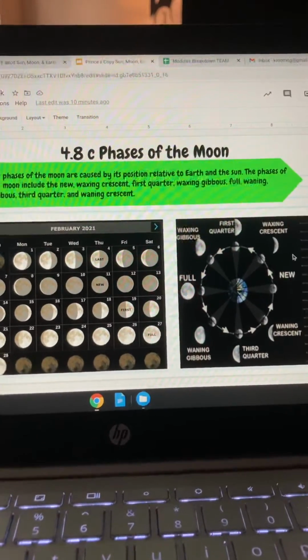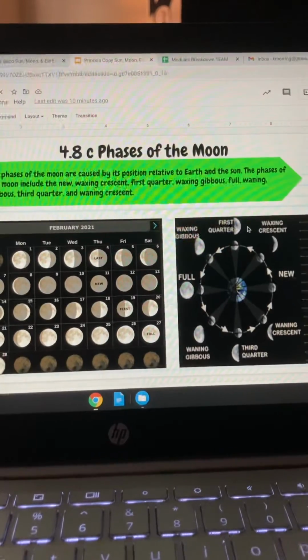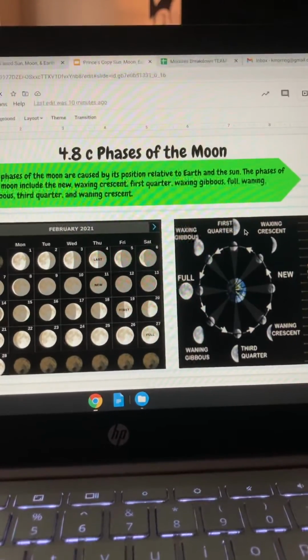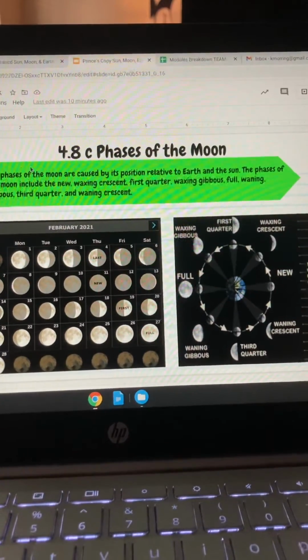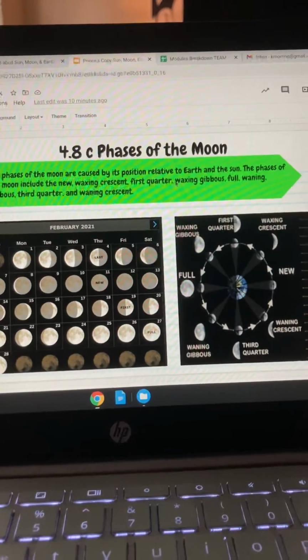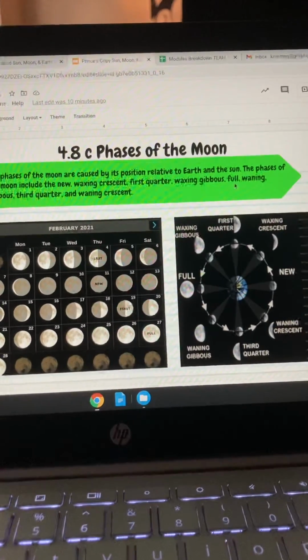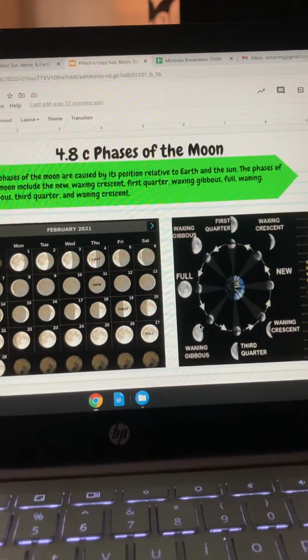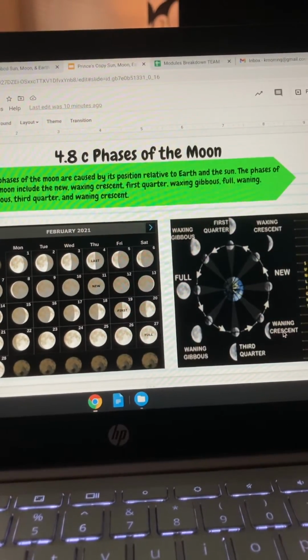The whole moon is always there. It's just a matter of what portion of the moon is lit up by the sun. Therefore, that's the part that we see. We need to know the new moon, the waxing crescent, the first quarter, the waxing gibbous, the full moon, which is when we see the whole thing, the waning gibbous, the third quarter, and the waning crescent.